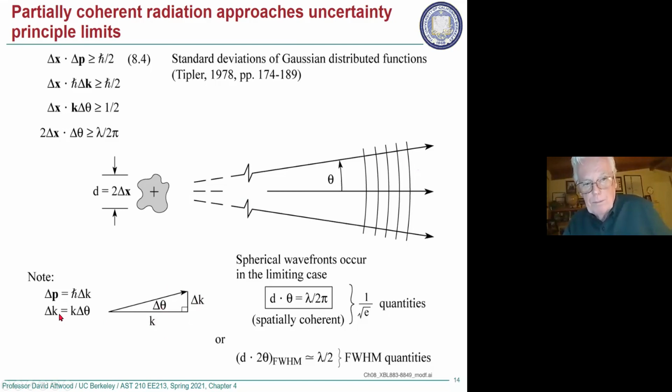So this is a little trig to relate delta k equal to k delta theta for small angles. Okay, and if I take the scalar parts of it and I replace k by 2 pi over lambda, I get that the uncertainty in position multiplied by the uncertainty in angle is lambda over 2 pi. So we would replace the uncertainty in theta by theta. So we'd have d times theta equals lambda over 2 pi.